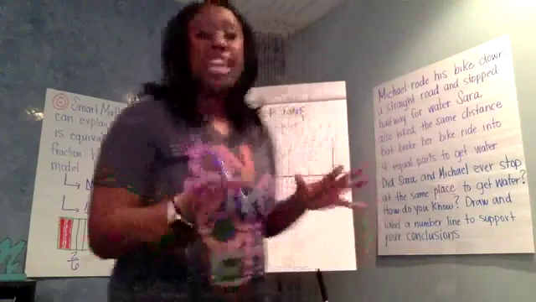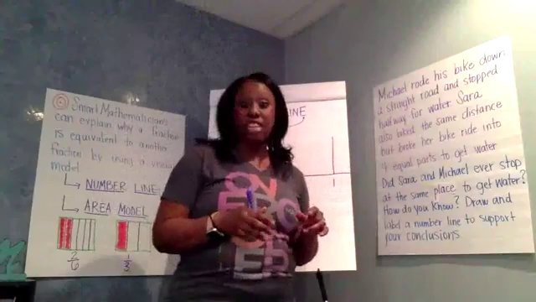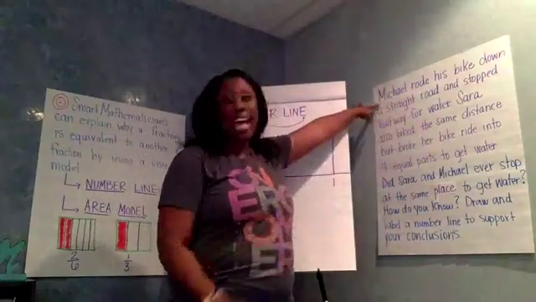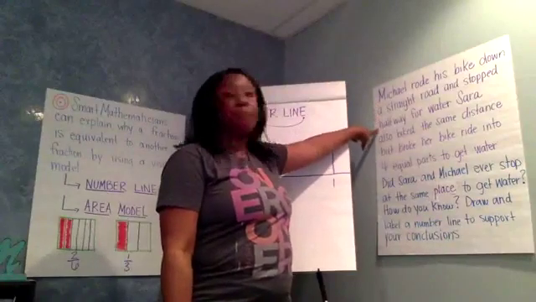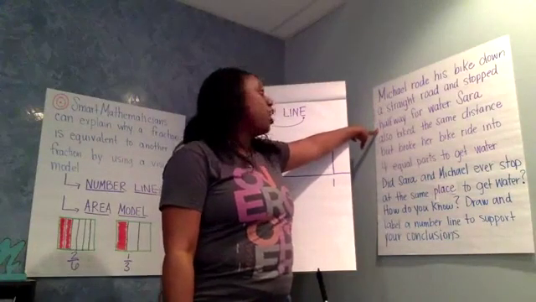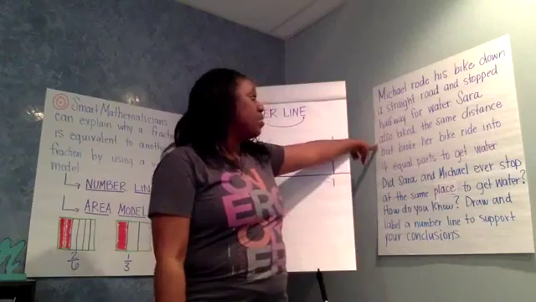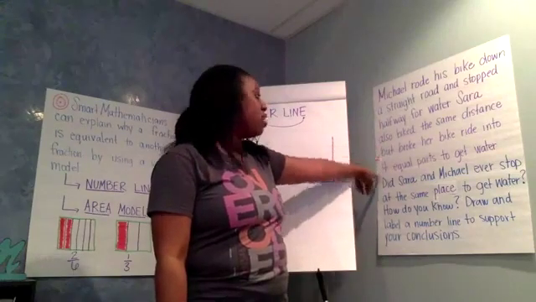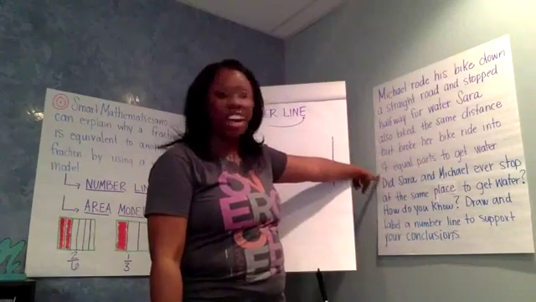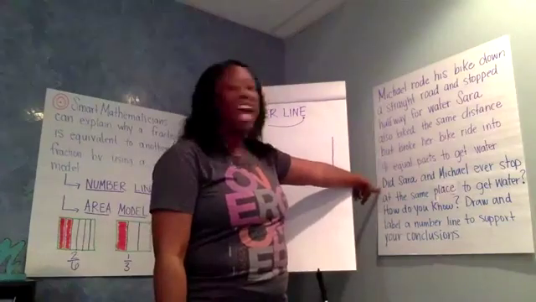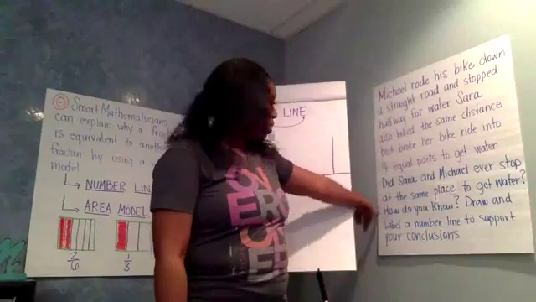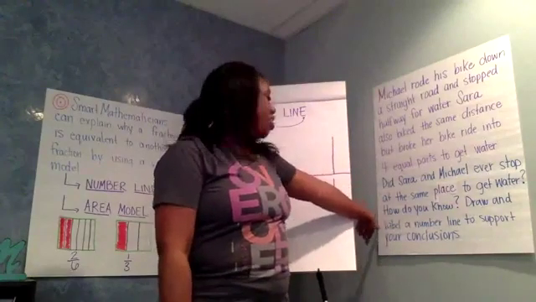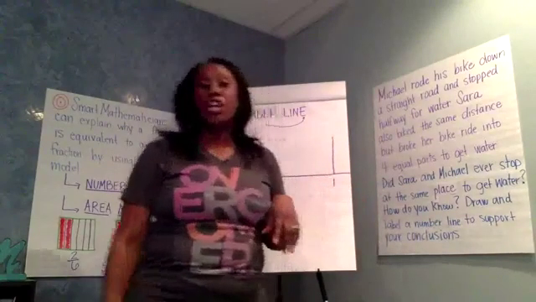All right, so now here's the word problem that we're going to solve together. It says, Michael rode his bike down a straight road and stopped halfway for water. Sarah also biked the same distance, but broke her bike ride into 4 equal parts to get water. Did Sarah and Michael ever stop at the same place to get water? How do you know? Draw and label a number line to support your conclusions.